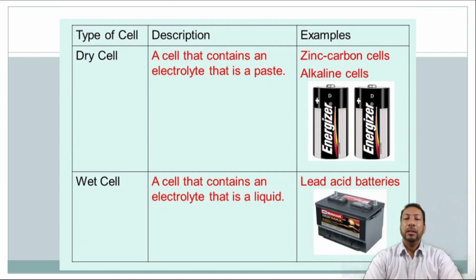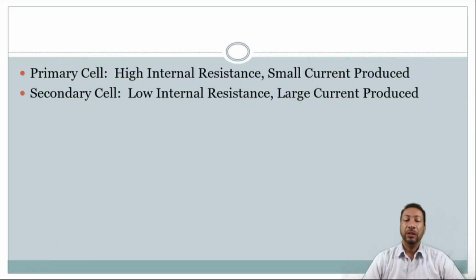So, why is a primary cell considered a dry cell? Because it contains an electrolyte that is a paste, a dry paste we say, usually like zinc carbon cells or alkaline cells. Secondary cells are also known as wet cells because they contain an electrolyte that is a liquid, usually lead acid. Comparing primary cells to secondary cells, it is notable that primary cells have a high internal resistance and therefore produce a small current. Secondary cells are the opposite. Their internal resistance is very low and hence they produce a very large current.